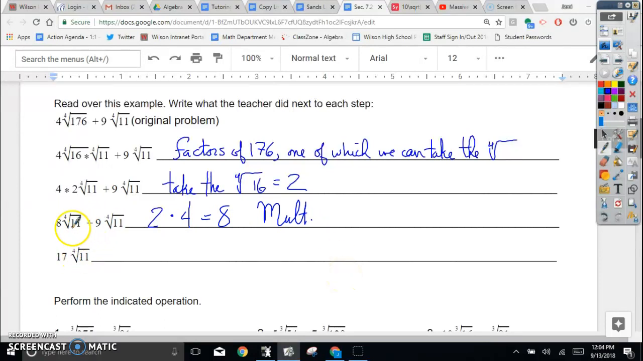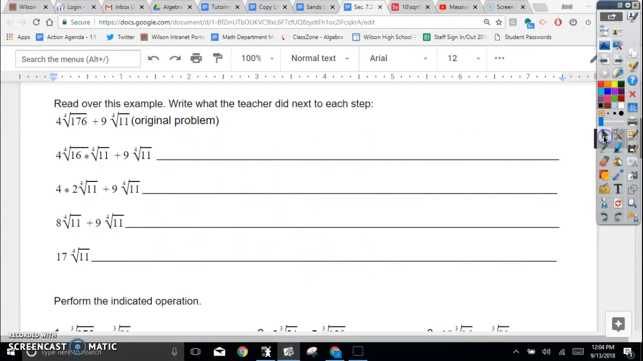And then from here to here, see all these fourth root of 11? They match up. So we do 8 plus 9, so we add 8 plus 9, then rewrite our fourth root of 11. All right, so there is basically the steps that we're going to explain.